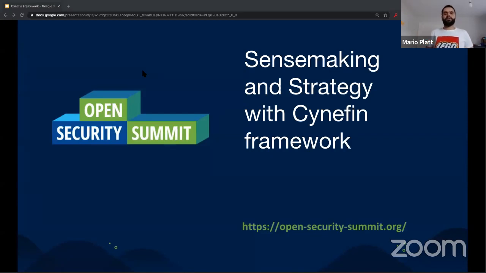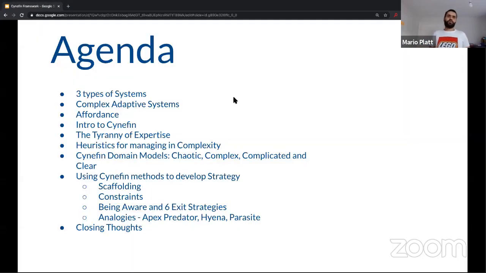So today we're going to be talking about the Cynefin framework, which is a sense-making framework that was developed by Dave Snowden. It's going to be 21 years this year since it was developed. We're going to first do an introduction on what types of systems exist in the world. We're going to have a conversation about complex adaptive systems, and we'll talk about the idea of affordance. Then we will do an introduction to the Cynefin framework.